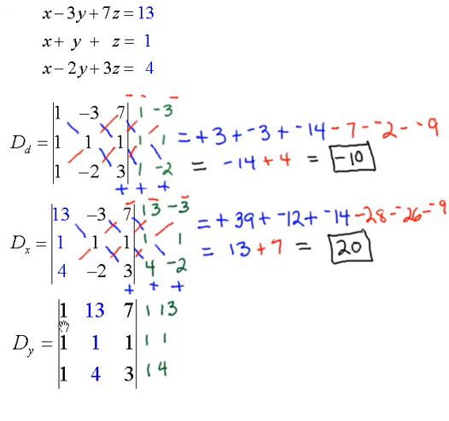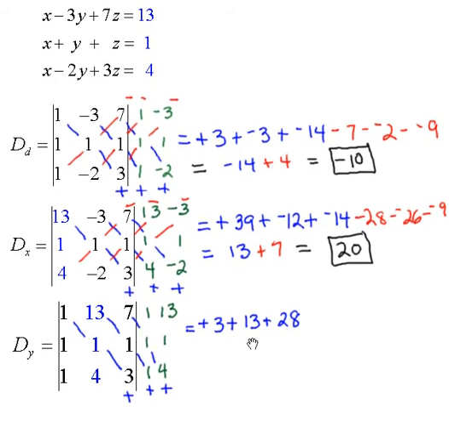Again, we will find the determinant of this matrix. We'll do the definition method, so we're going to rewrite the first two columns. We're going to find the product of all the diagonals going down from left to right and add them together. So we're going to add 1 times 1 times 3, which is 3. Then we're going to add 13 times 1 times 1, which is 13. Then we're going to add 7 times 1 times 4, which is 28. There are no more diagonals going down containing 3 numbers.